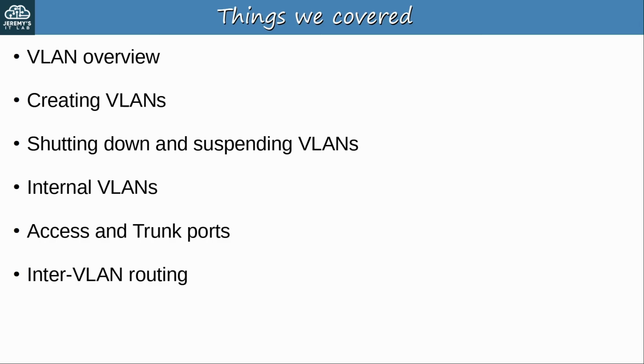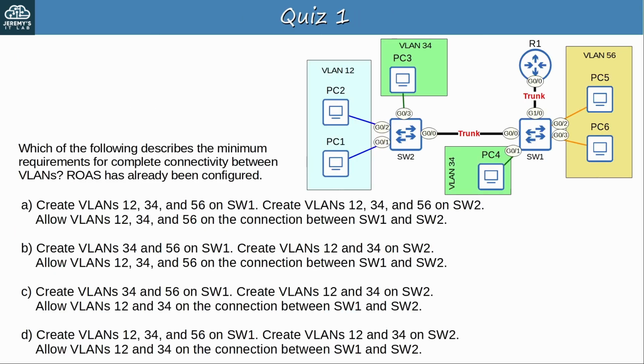Here's quiz question 1. Which of the following describes the minimum requirements for complete connectivity between VLANs? ROAS has already been configured. Pause the video now to think about the answer.